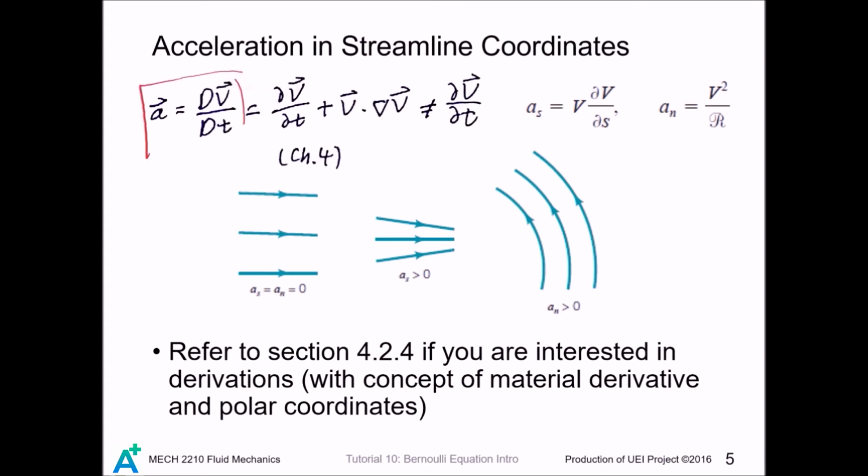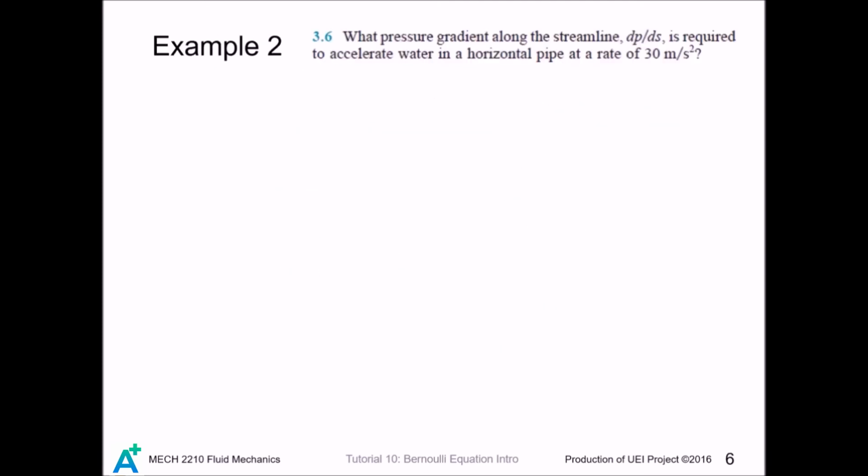As I said previously, as you are going to learn in chapter 4, acceleration is the material derivative of velocity, and that is not equal to partial v partial t. Even if this term is gone, you still have this term. And in streamline coordinates under steady conditions, the streamline component and the normal component of accelerations are given here. This figure below shows how the two components affect the shape of the streamlines. In fact, the Bernoulli equation can be manipulated to obtain information about the streamline component of acceleration. We now do a quick example about that.